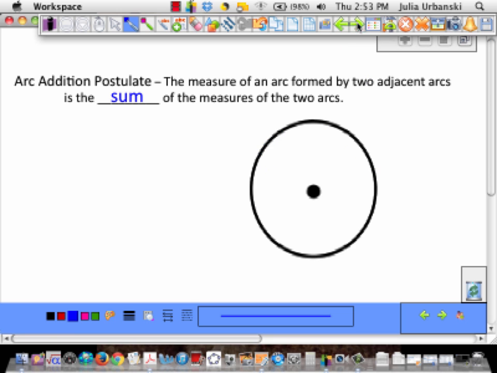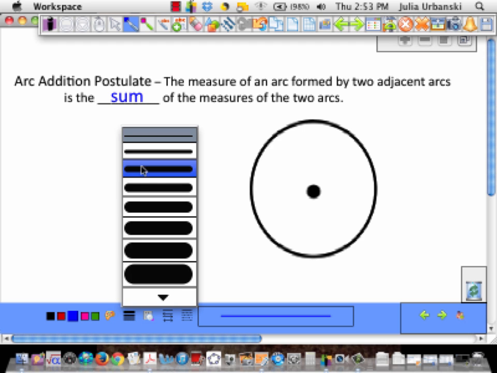All right, the next thing on your page is arc addition postulate. And think way back at the beginning of the year, we did angle addition postulate and we did segment addition postulate. It's just adding the two parts together. So arc addition postulate is just going to be adding two arcs together. Officially, it's the measure of an arc formed by two adjacent arcs, two side-by-side arcs, is the sum of the measures of the two arcs put together.